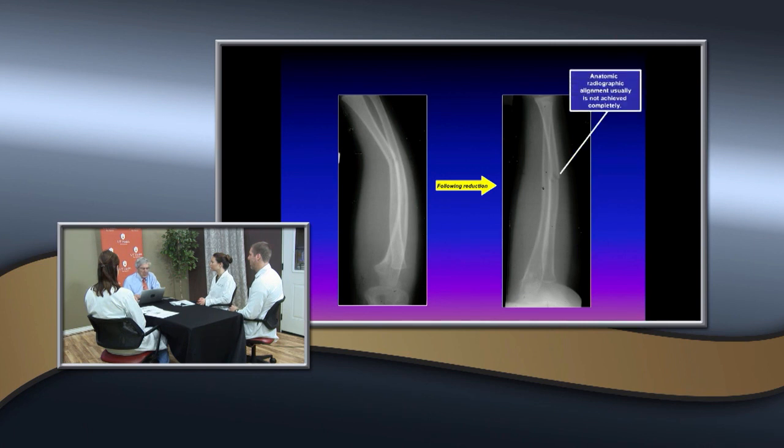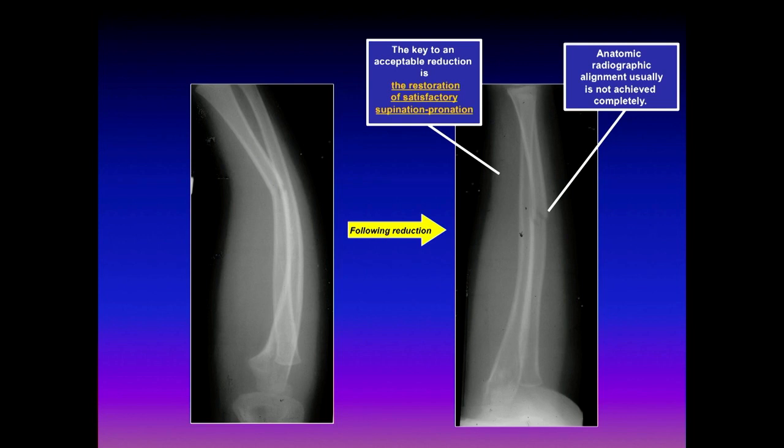Well, the anatomic is not completely achieved, but you've got satisfactory restoration of the supination rotation. That's the important thing that you need to do, that you've really reestablished that. And once you've got that, even though it's still a little bit crooked, that's what the patient's going to complain about. Because on this view here, this patient's not going to have much of a cosmetic difficulty. But you do want to reestablish the rotational component.